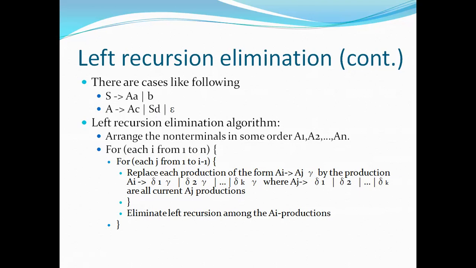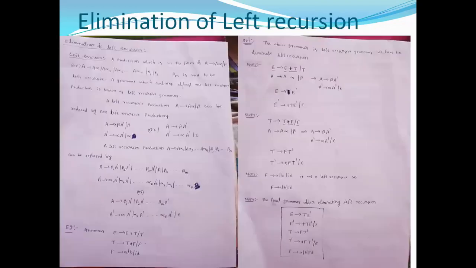So we are using the productions like A is production with beta A dash, and A dash is production with alpha A dash or epsilon. Okay, so that is how we are using left recursion elimination. So here is the example, elimination of left recursion.